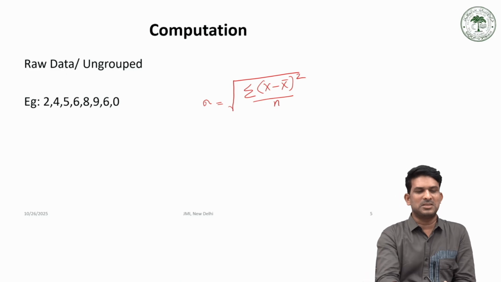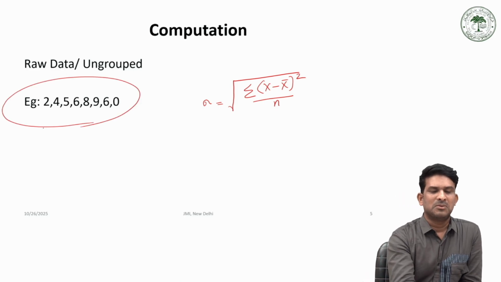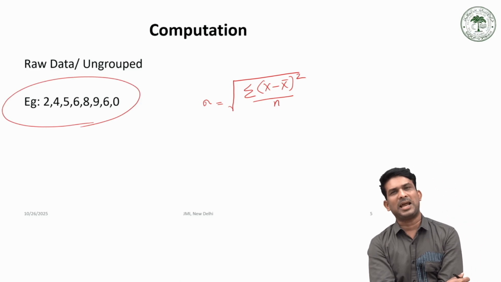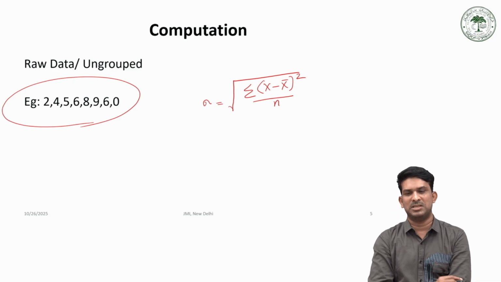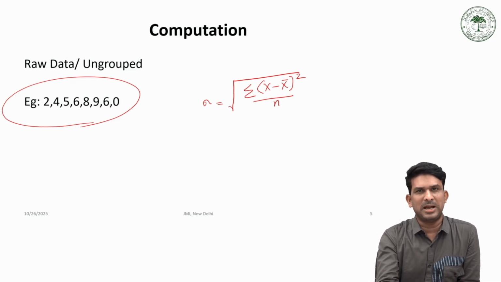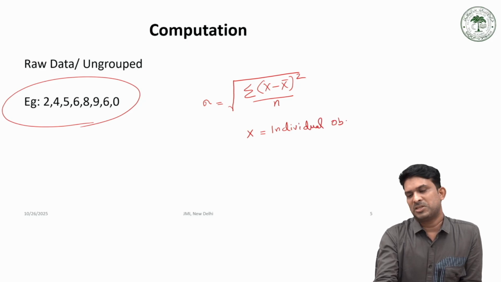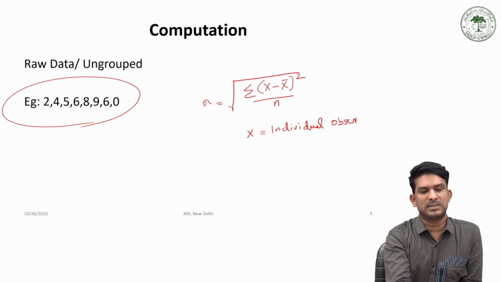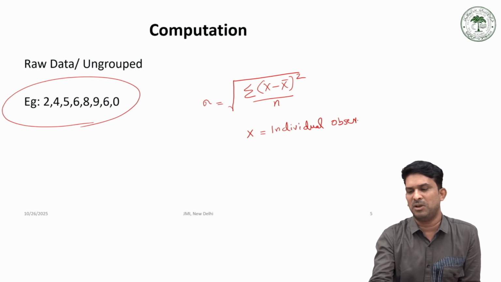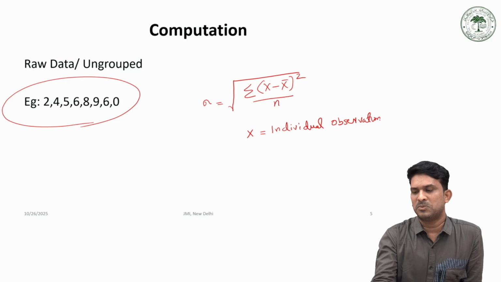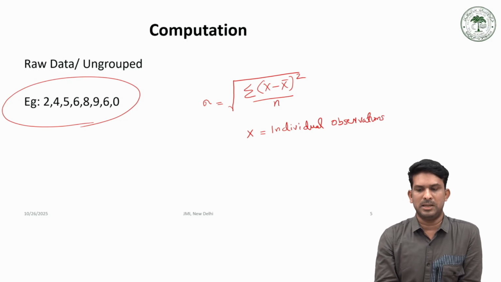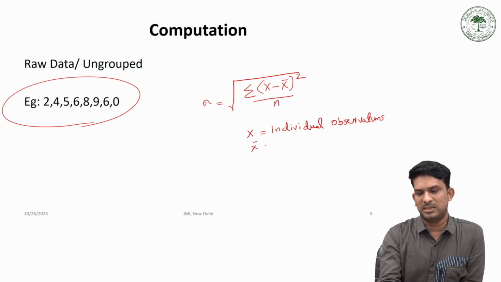So this is the value set we have. Now for clarity, what are the requirements in the equation? Sigma, it is total, that we know. X is individual observation. 2 is an X, 4 is an X, 5 is an X. So everyone is an individual observation or individual score. Clear? What is X bar? You know that X bar is the arithmetic mean, right?